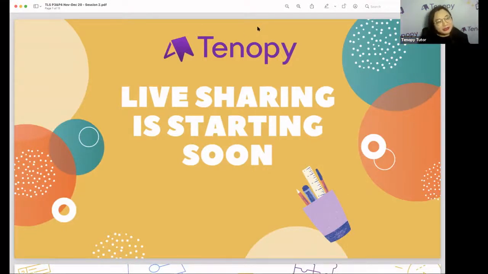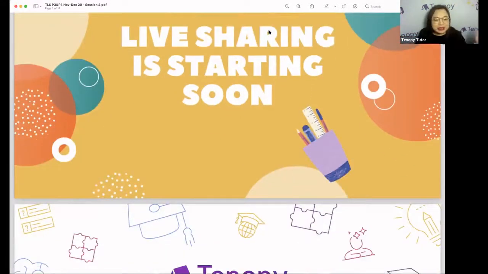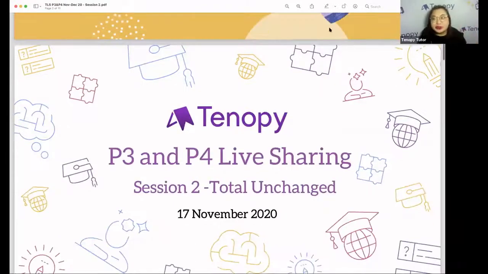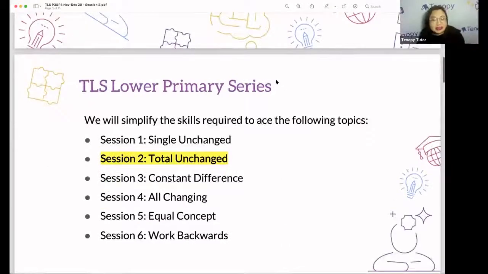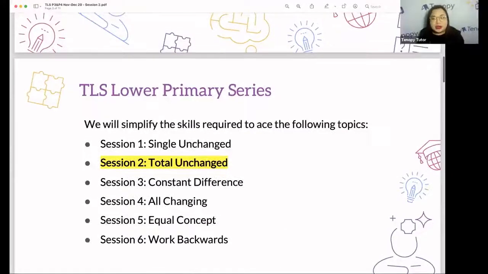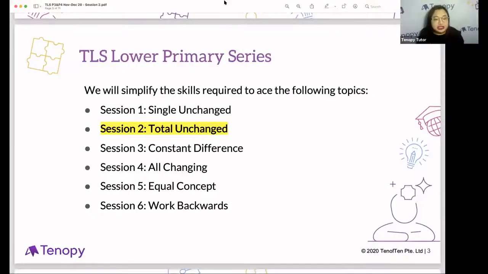Hi everyone, thank you for joining today's section. Today we are starting on our second section on total unchanged. Now remember last week we studied single unchanged and today we are learning more about total unchanged.